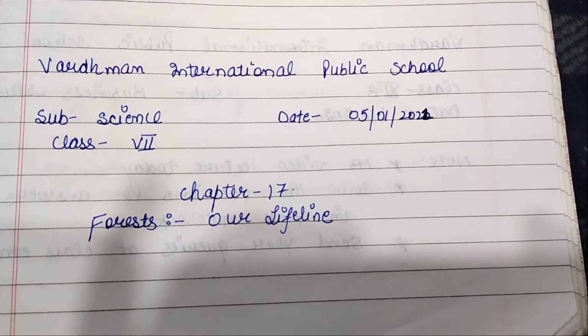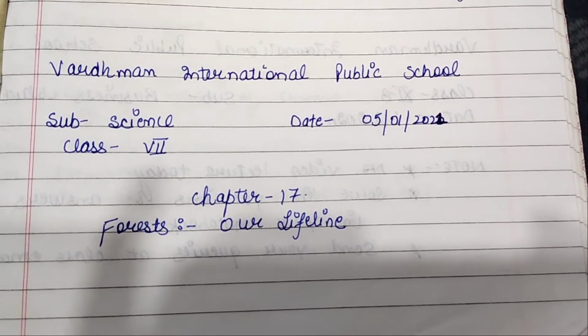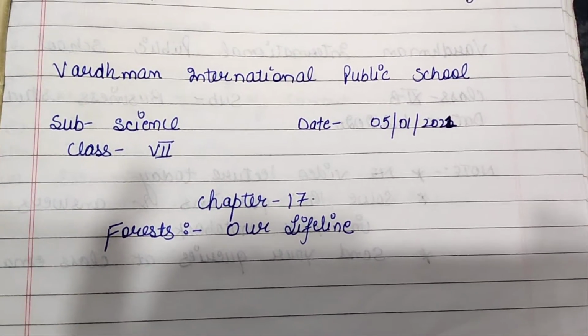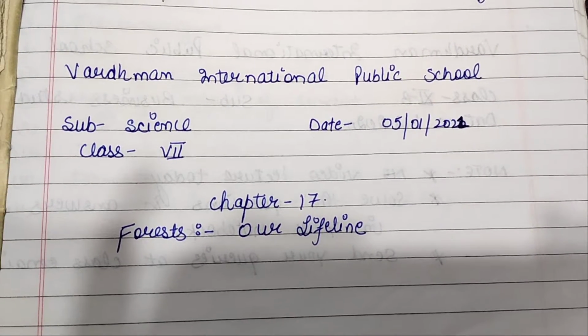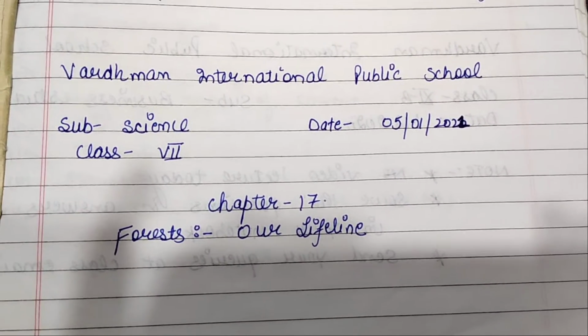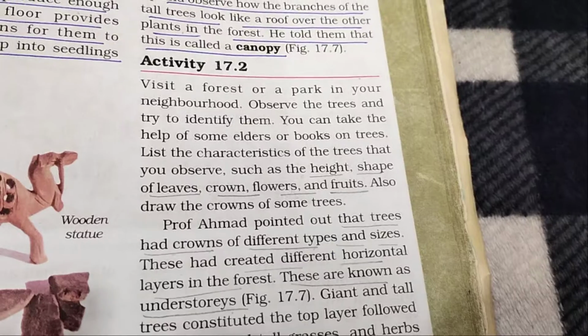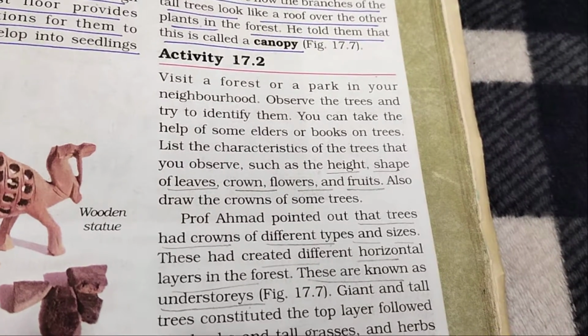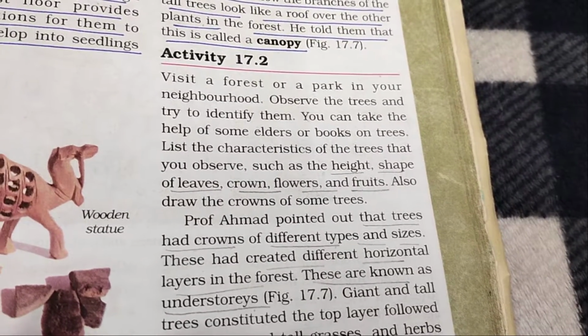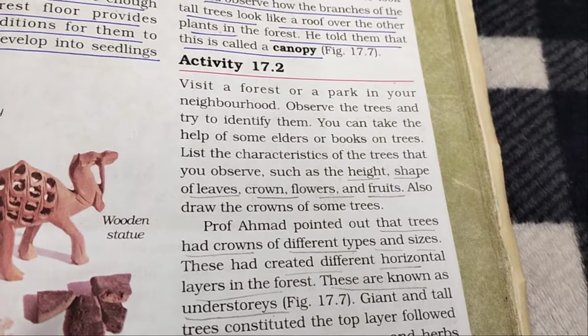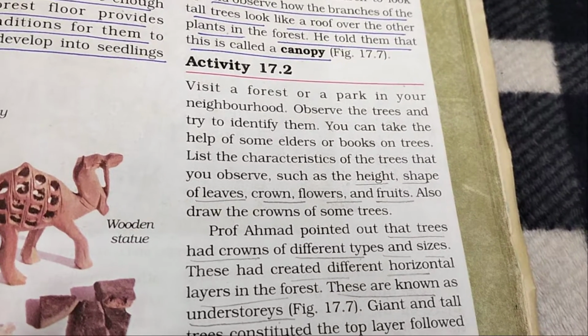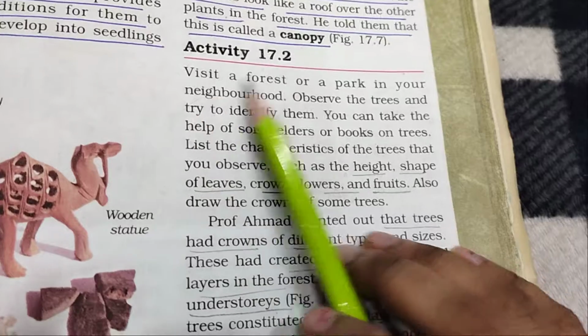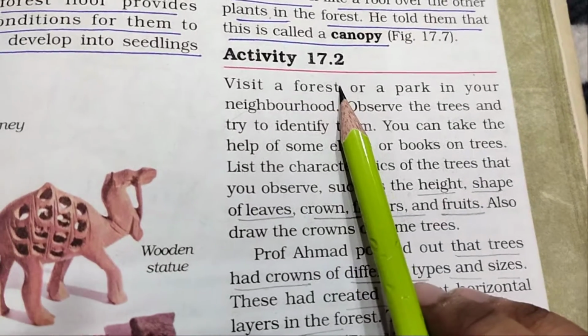Today we are continuing with chapter number 17, Forest, Our Lifeline. I hope you all have done your holidays homework properly and submitted within the given time. Also, we have already discussed our final term syllabus, so we are continuing with chapter number 17 only, Forest, Our Lifeline. We have to start from activity 17.2.